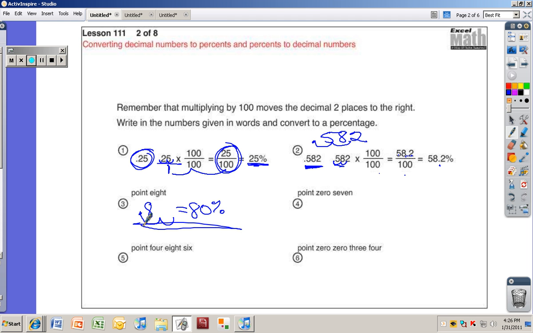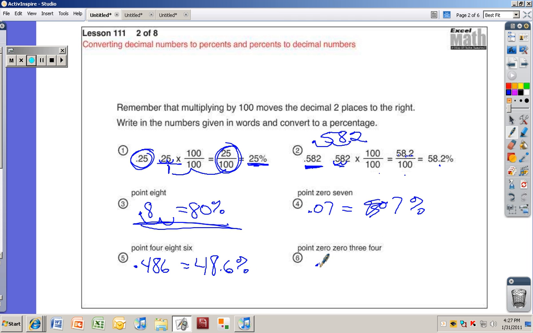Okay, go ahead and try 4, 5, and 6. You can just do it like this if you'd like to. Pause the video, and turn it back on when you're ready to see the solution. 0.07, how do I write this? And what's that equal to as a percent? 7%. Okay, 7%. 0.486, what is this equal to as a percent? 4.86. How many spots does the decimal point move over? 2. So what's the answer? 48.6%. There we go. It's not 486%, it's 48.6%.